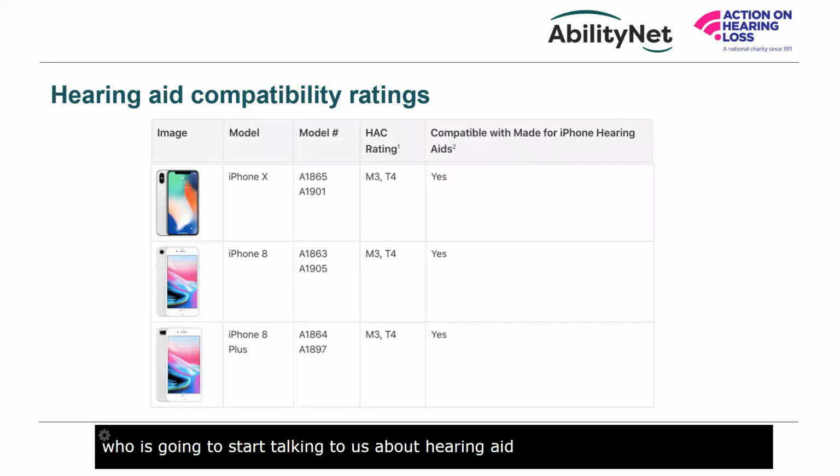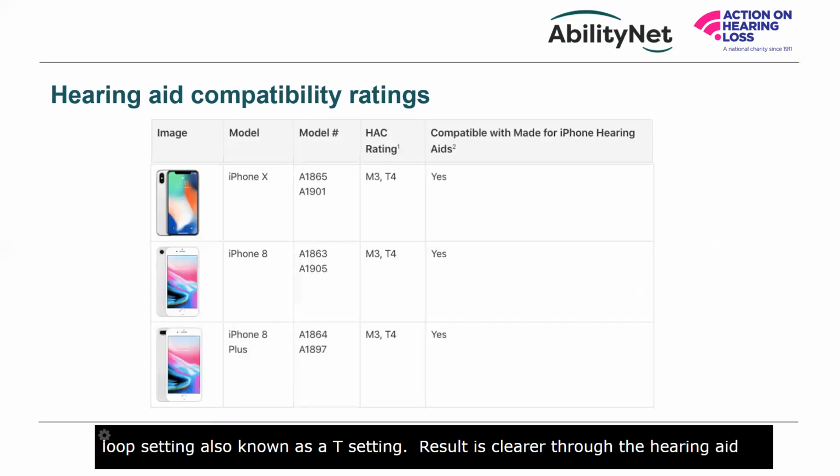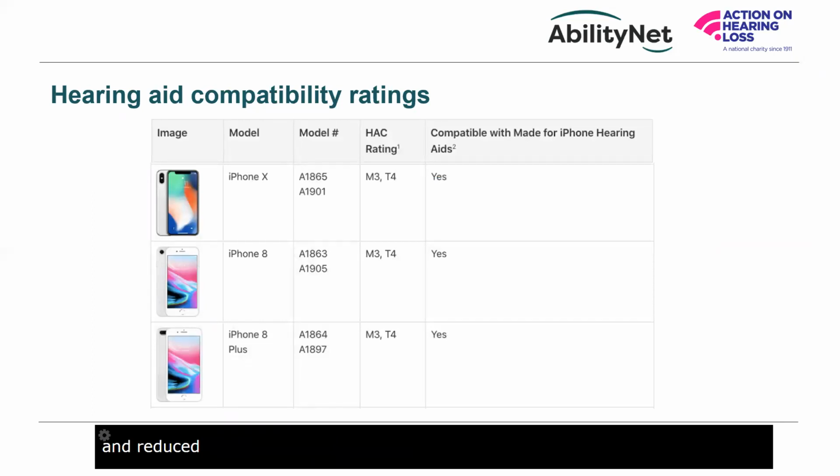Yes, quite a few mainstream smartphones are what's called hearing aid compatible. What that means is that they work with hearing aids or cochlear implants that have a hearing loop setting, also known as a T setting. The result is clearer calls through the hearing aid, with no or reduced interference, a sort of buzzing sound that some hearing aids pick up that is generated by the electronics inside the phone and its display. So many smartphones actually have a hearing aid compatibility rating, which is based on a US standard.